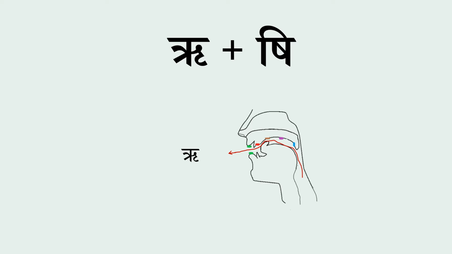So that is schematically shown on the diagram here. The air is pushed through the gap between the tip of the tongue rolled back and the murdha, or the top of the inside mouth, that area.